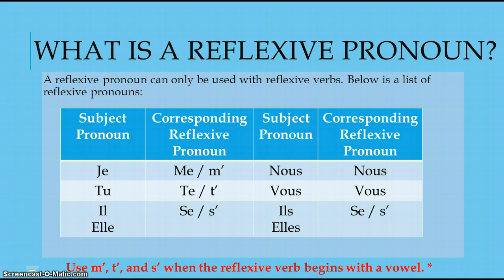Nous and vous seem kind of redundant. However, the first nous refers to the subject pronoun, and the second refers to the corresponding reflexive pronoun. The plural ils forms, your reflexive pronoun would be se. And again, if the verb begins with a vowel, use S apostrophe. Now this may make more sense once you see some full-blown examples coming up.